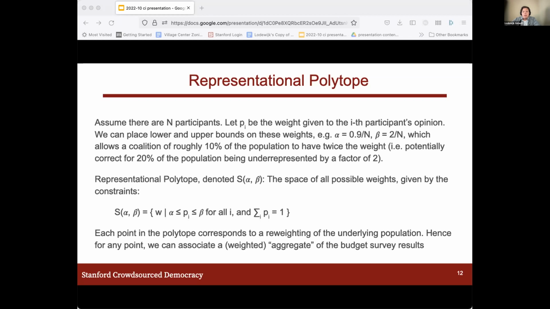For example, if alpha is 0.9 over n and beta is 2 over n, we allow for a coalition of roughly 10% of the population to be doubled in their weight, correcting for the fact that they are half the size of what you would normally expect. Now we have a representational polytope with all the possible weights that fit these constraints. Each point in the polytope corresponds to some kind of reweighting of the underlying population, and for each point we can define a weighted aggregate of these results.